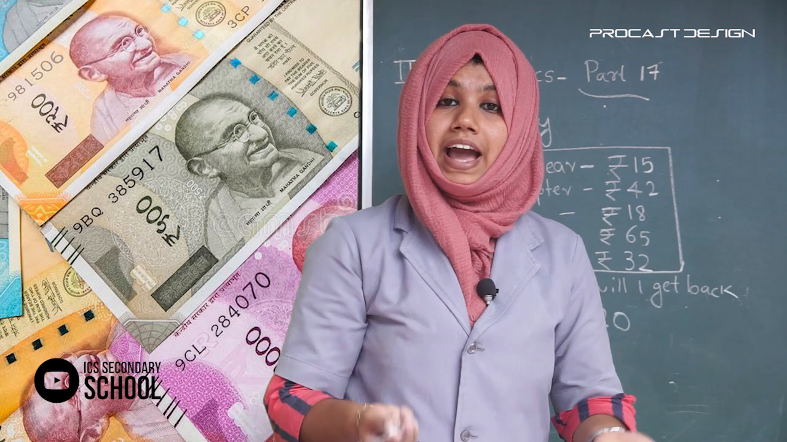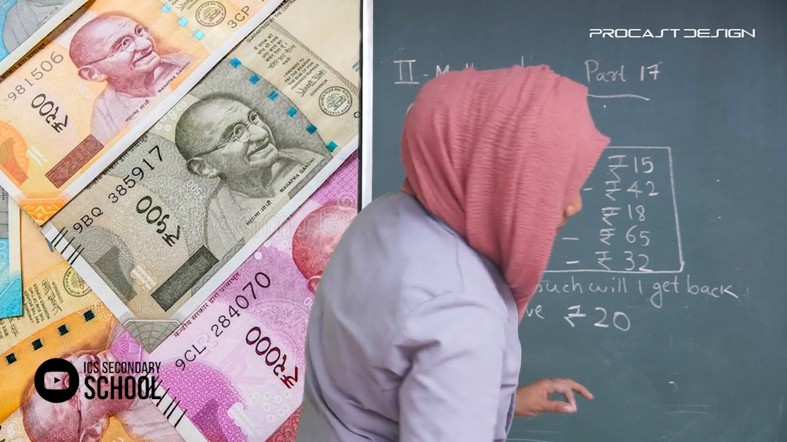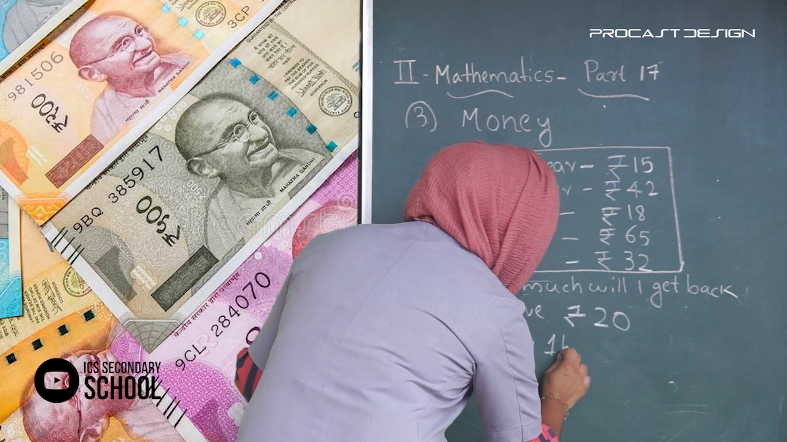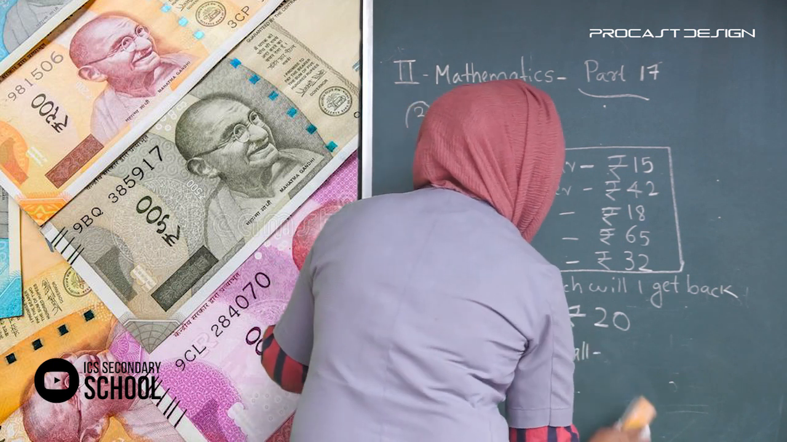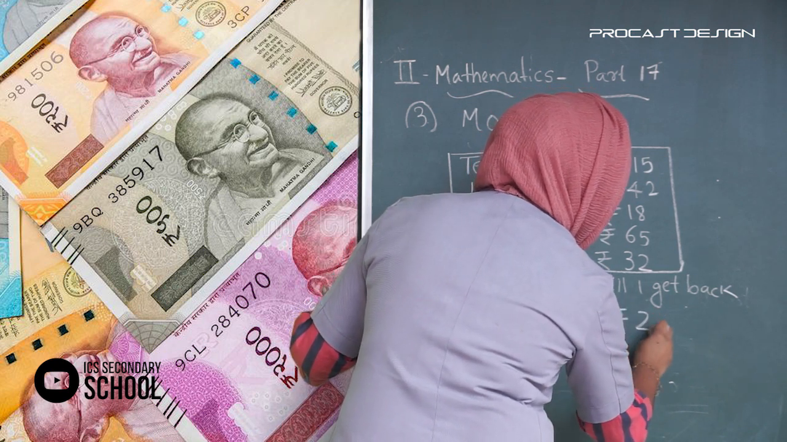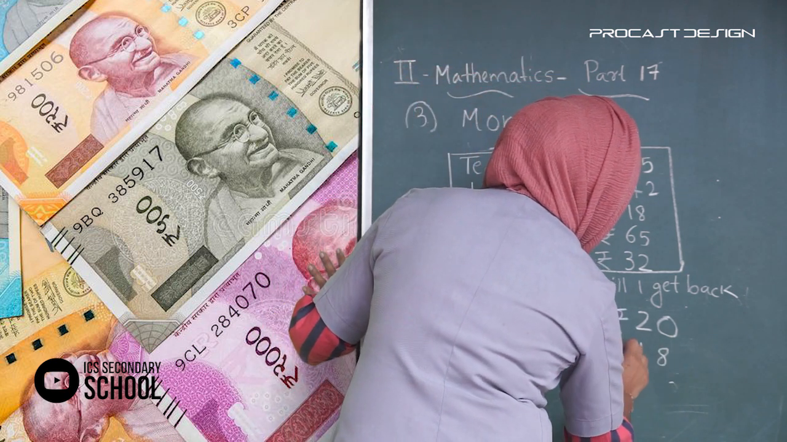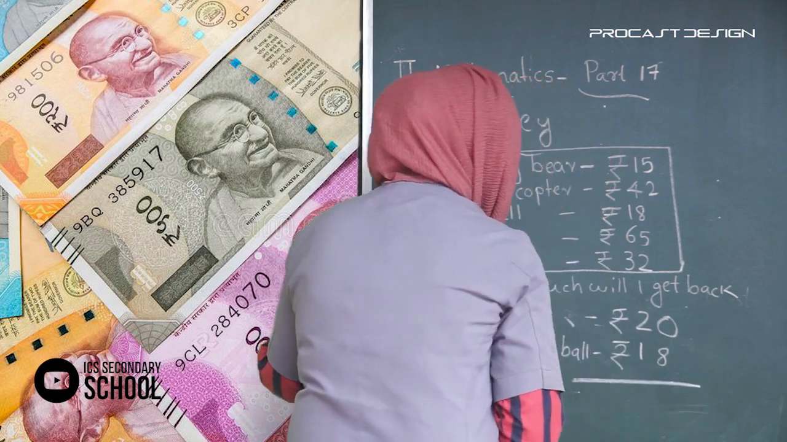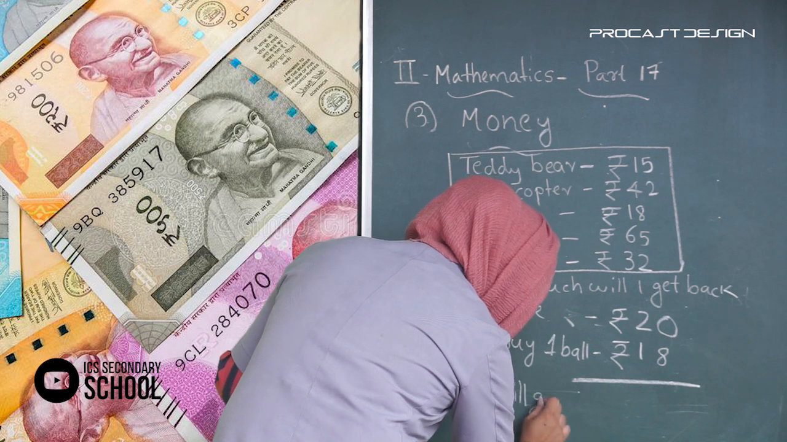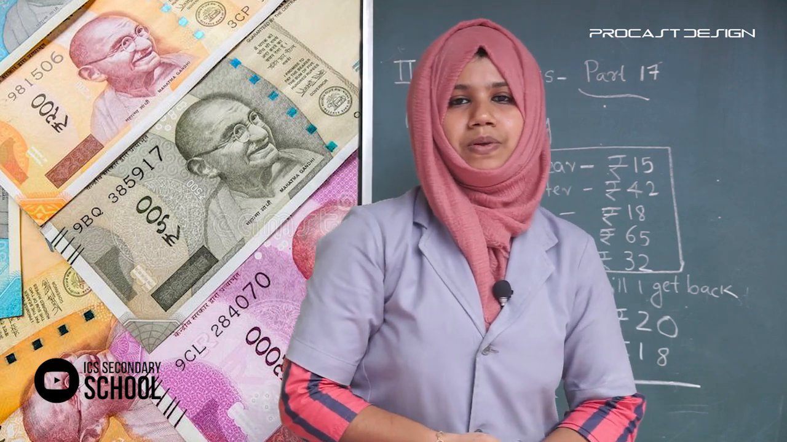Next, I buy one ball. That means 18 rupees. So subtract, and the answer is what I will get back. So subtract 18 from 20.